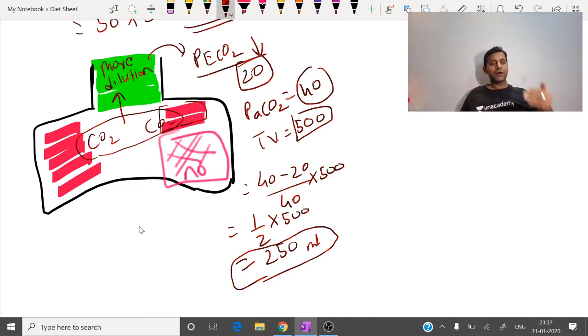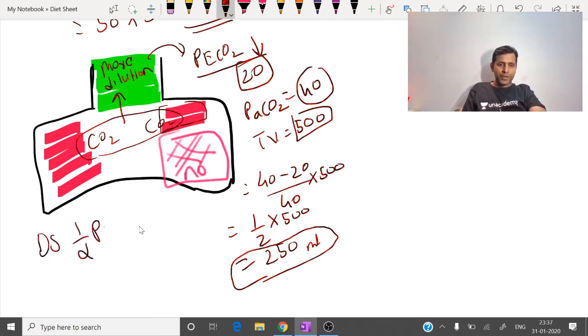If the PeCO2 decreases, the dead space increases. So dead space is inversely proportional to PeCO2. That's what you can remember. Dead space is inversely proportional to PeCO2. So if PeCO2 decreases, it means the dead space has increased.